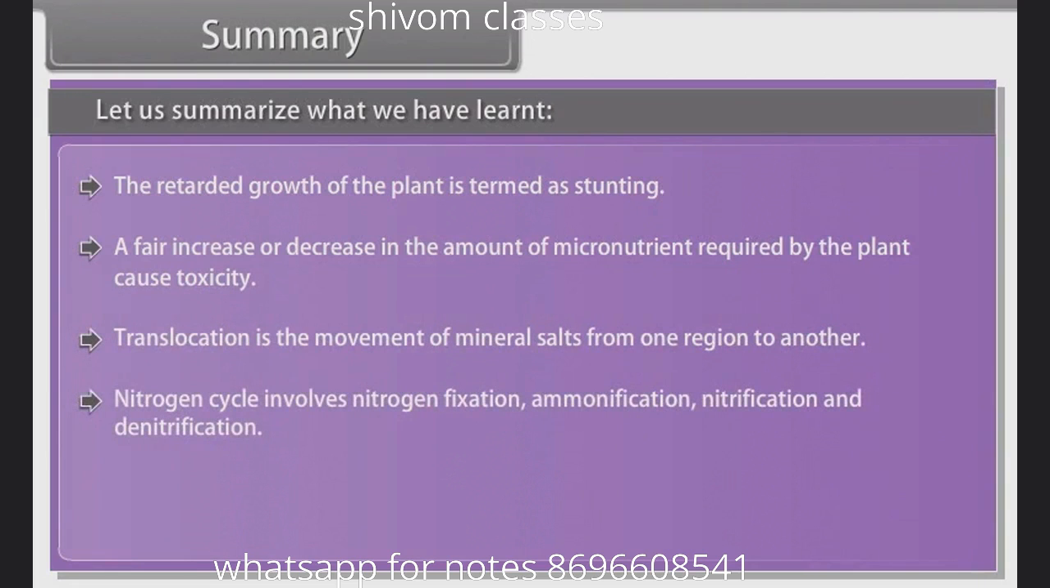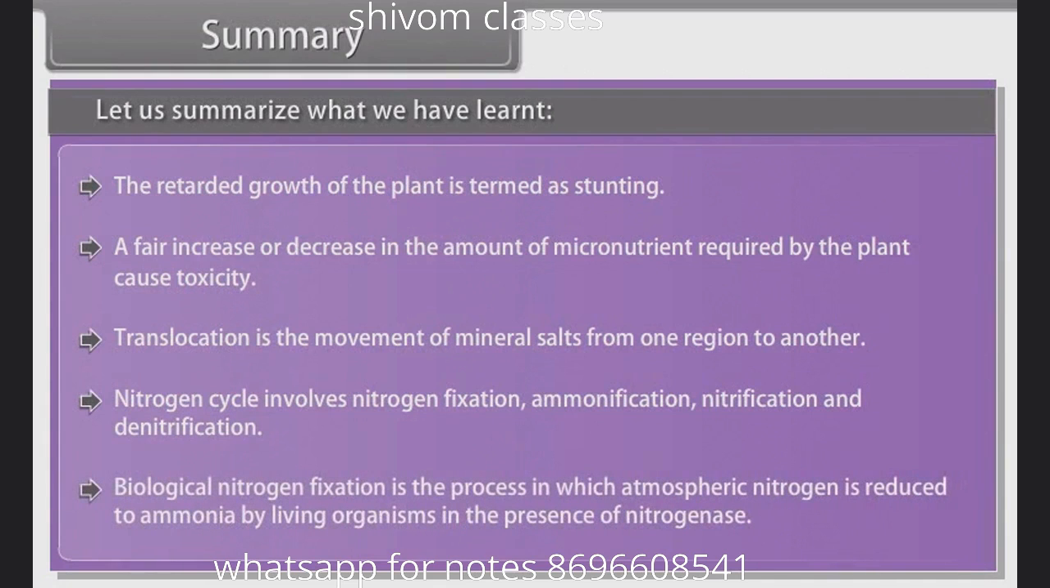The nitrogen cycle involves nitrogen fixation, ammonification, nitrification and denitrification. Biological nitrogen fixation is the process in which atmospheric nitrogen is reduced to ammonia by living organisms in the presence of nitrogenase.